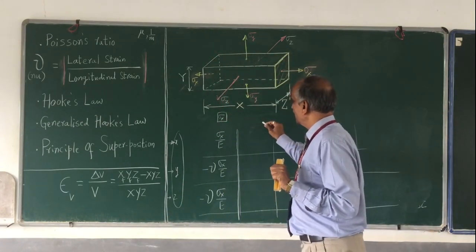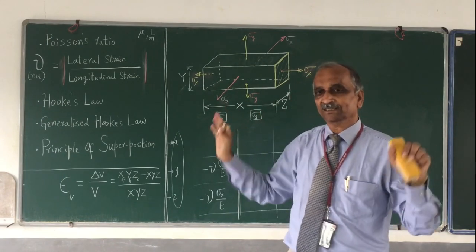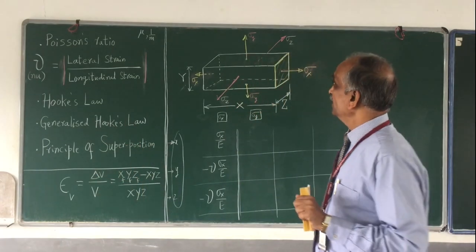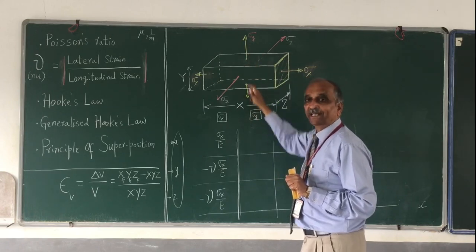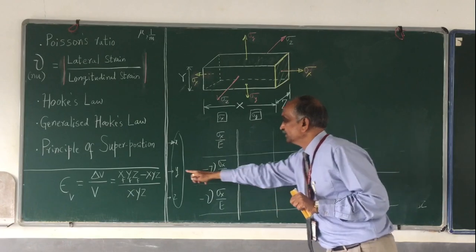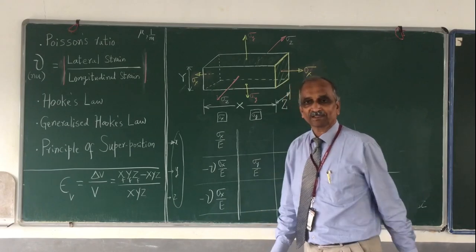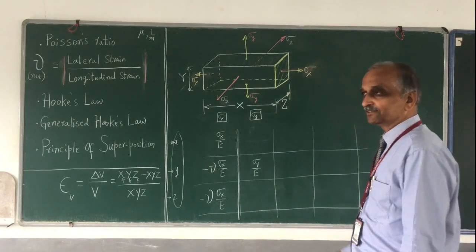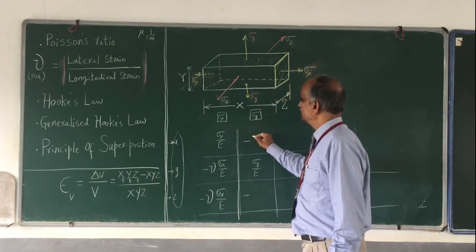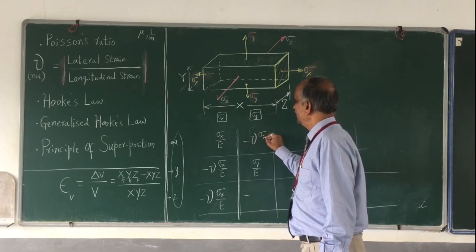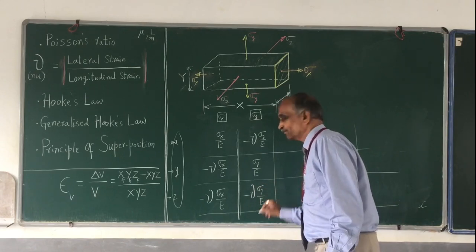Now what I do is, I shall take only sigma y, as if sigma x and sigma z are not there. For sigma y, which is the longitudinal direction, that I shall write first. Y direction is the longitudinal direction. Therefore, in this y direction, I shall write sigma y divided by E. This is the longitudinal strain. What will be the lateral strain? If this is positive, then this also will be negative, this also will be negative. How much? This is minus mu into sigma y by E.